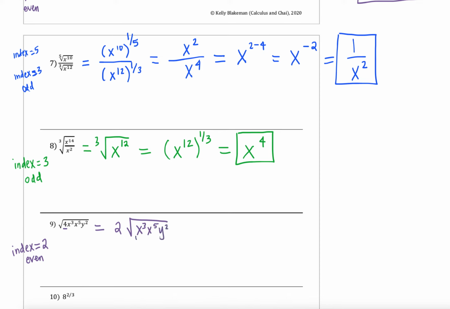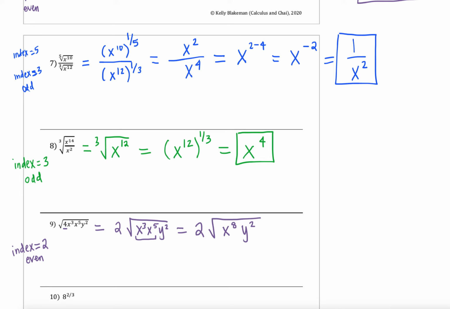Now the next thing I'm noticing is I have more than one x to a power, and when we have the same base, we can actually combine those together. And if I have x cubed times x to the 5th, we add those exponents together, so I still have the 2 on the outside. Then inside the square root, the x cubed times x to the 5th will become an x to the 8th since we add those exponents. And then we still have that y squared. And of course, since the x to the 8th and the y squared have different bases, we can't combine those.